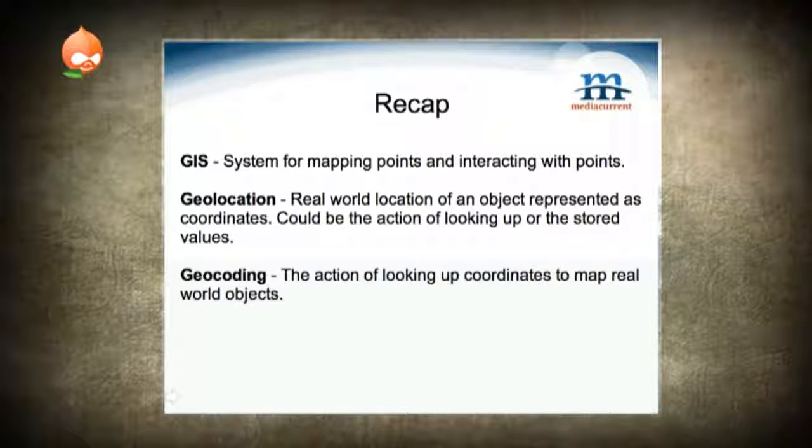So just to recap, GIS, that's your system for mapping points and interacting with points in your maps. Geolocation, that's your real-world object of coordinates, and geocoding, that's actually looking up what those coordinates are for your real-world objects.